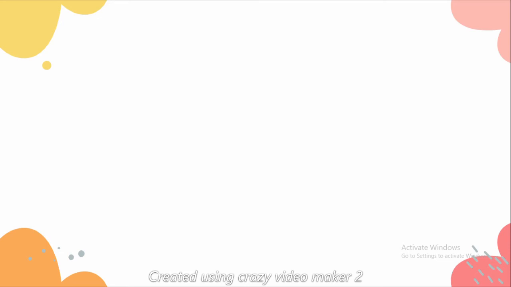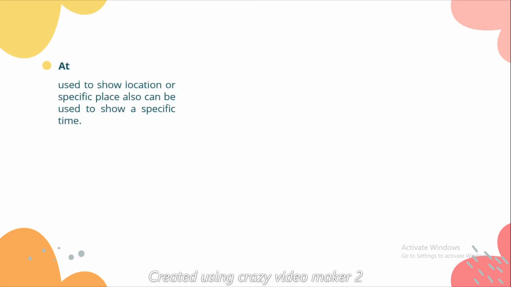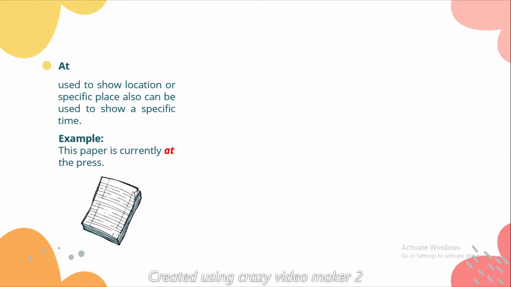Okay, for the first one is at. At is used to show location or a specific place. Also can be used to show a specific time. For example, this paper is currently at the press. The word at the press describes the specific location where the paper currently is.